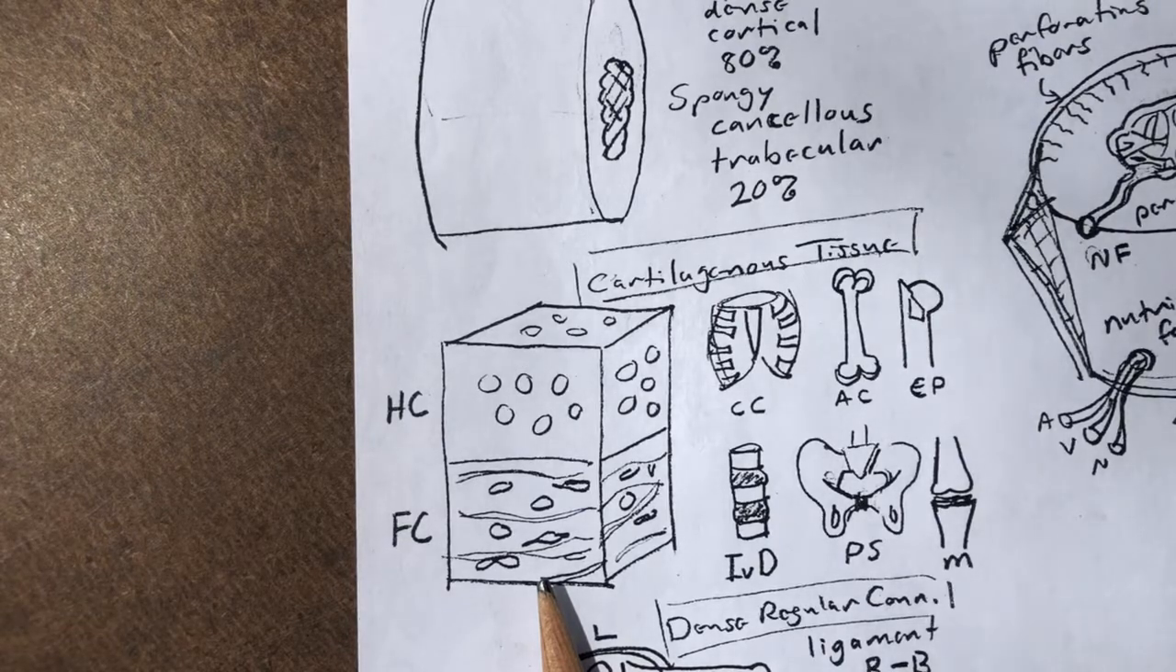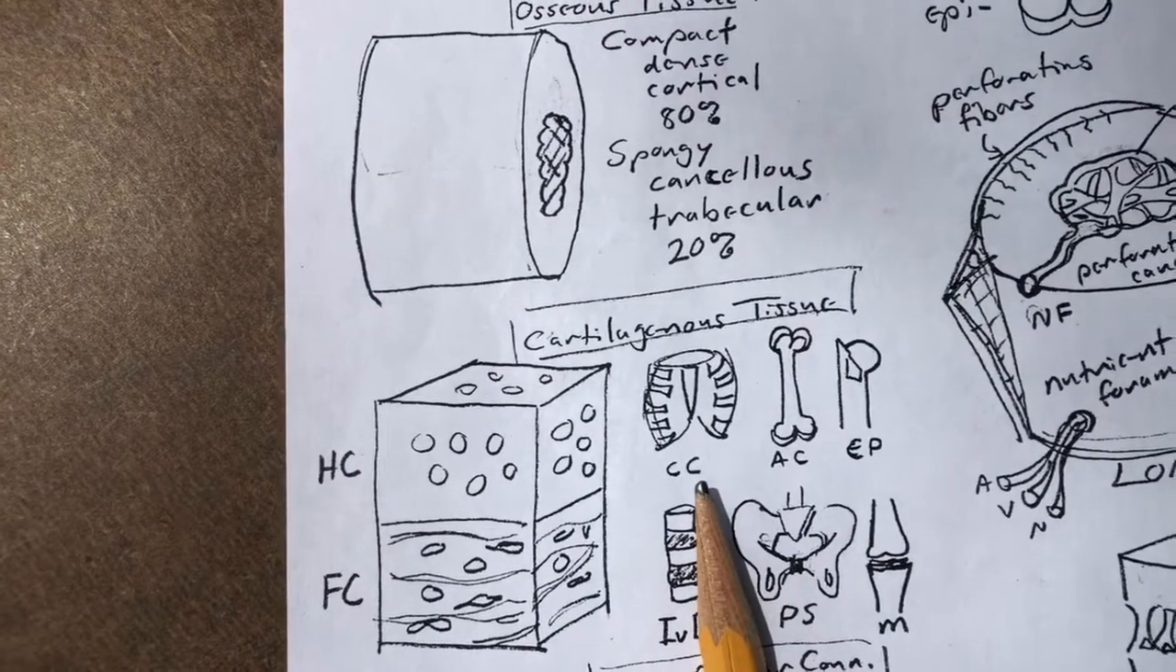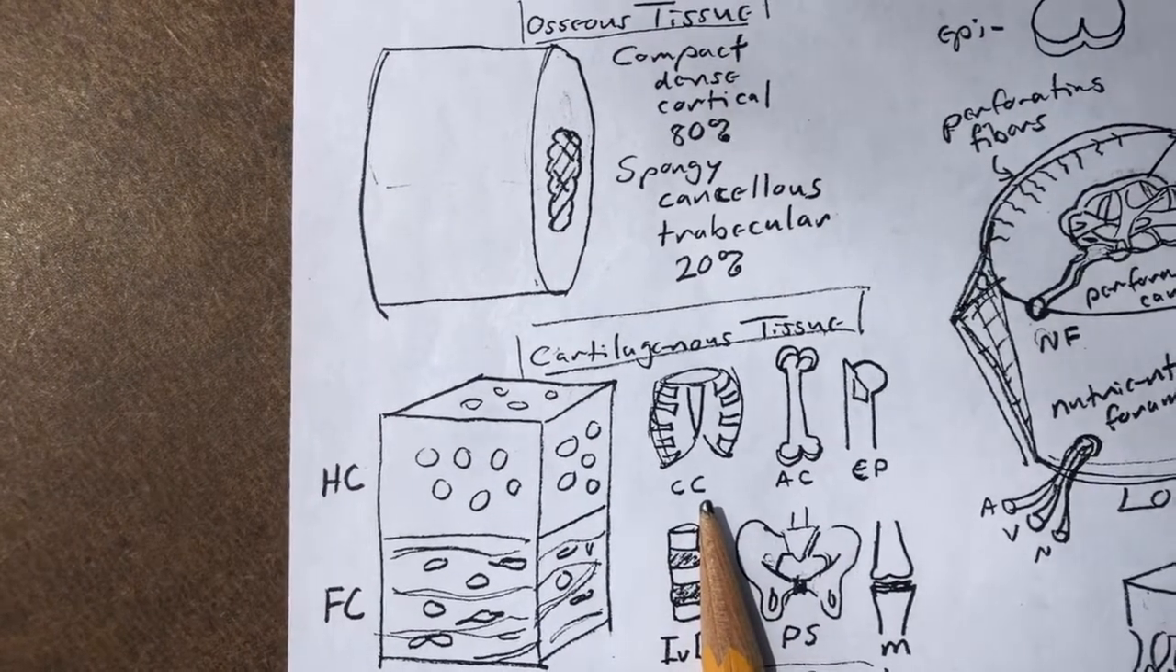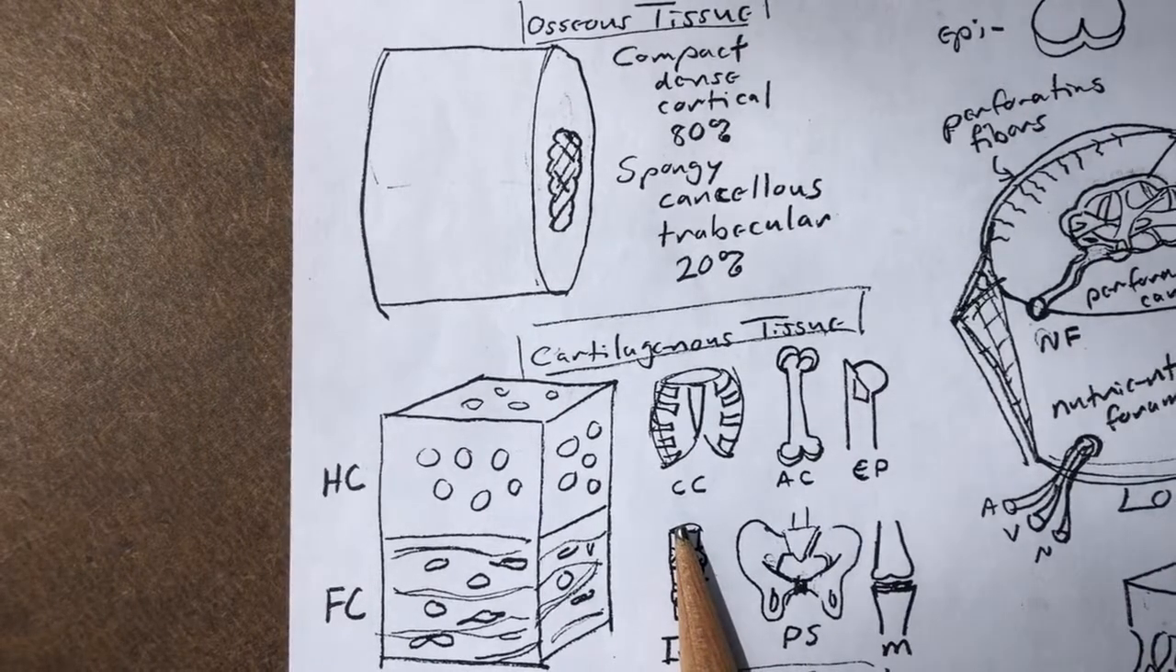As a quick review of that, here are some places where we find hyaline cartilage in reference to the skeletal system. Costal cartilage. The ribs do not directly connect to the sternum. The first 7 do not directly connect to the cartilage. Numbers 8, 9, and 10 don't directly connect to the sternum. And 11 and 12, they don't connect at all.